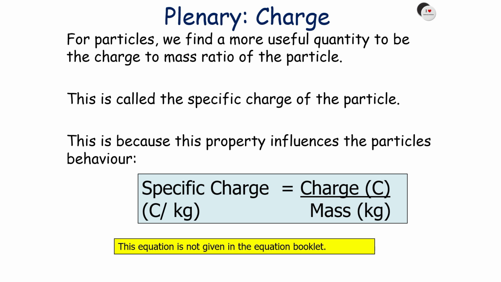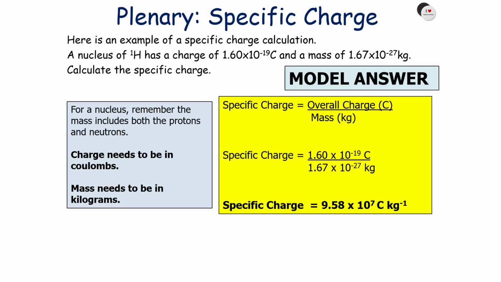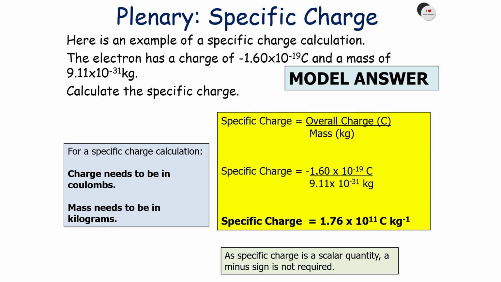But please be aware this equation is not given to you in the equation book, rather you've got to memorize it yourself. So what you would do to work out your specific charge is you work out your overall charge in coulombs and divide it by your overall mass in kilograms. Now it's important to note that as specific charge is a scalar quantity, a minus sign is not required.